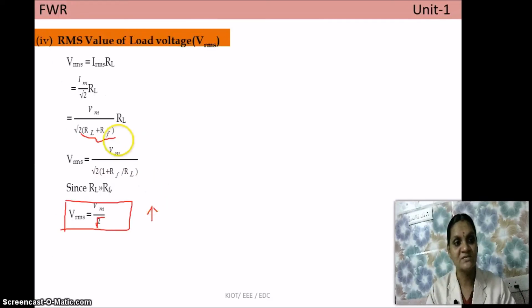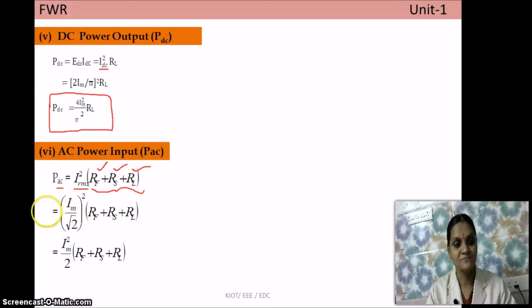Whereas in the previous expression, we included only RL and RF. This is because we are calculating the AC equivalent of DC current, so we have to consider only the resistance which allows the flow of DC current. There you use only RL and RF. And again substitute the value of IRMS here, and you will get the formula.